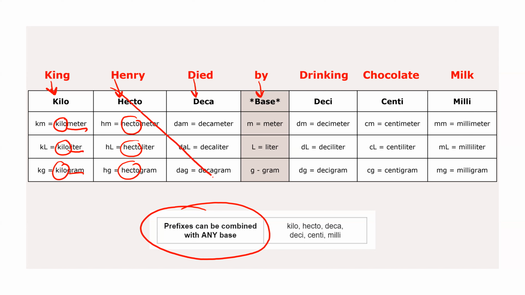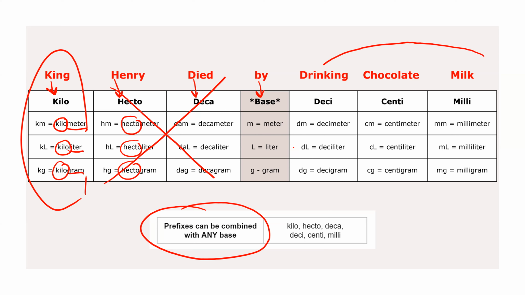Again, the ones that we usually don't see are the hecto and deca. We don't see those a lot. It doesn't mean that we won't see them ever, but we tend to think of the kilo and then possibly these three on the backside.